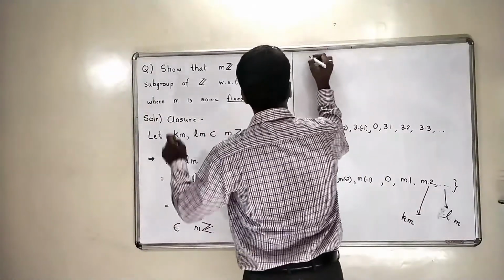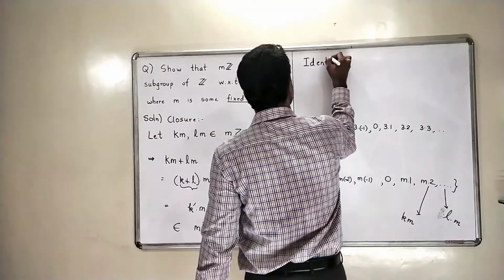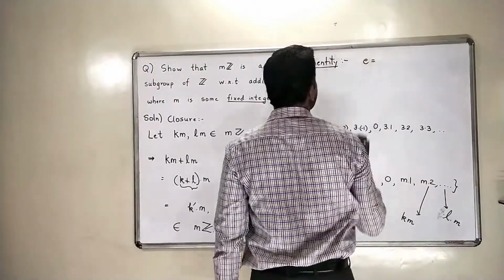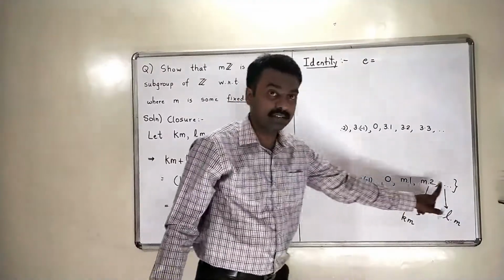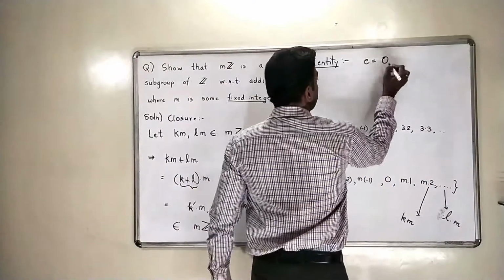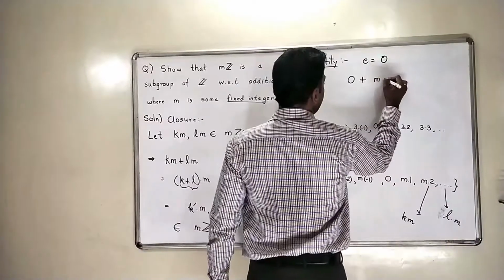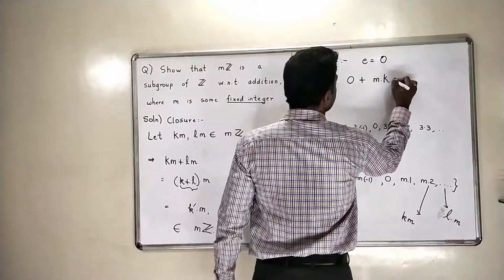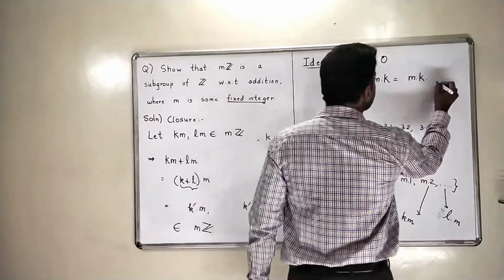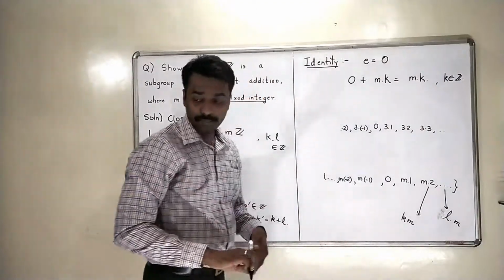Now let us go to the second thing. For subgroups, the second is identity. So here you can clearly guess that the identity of this set MZ is 0, because 0 plus any m times k is again equal to m times k, where k is an integer. So this is the identity.